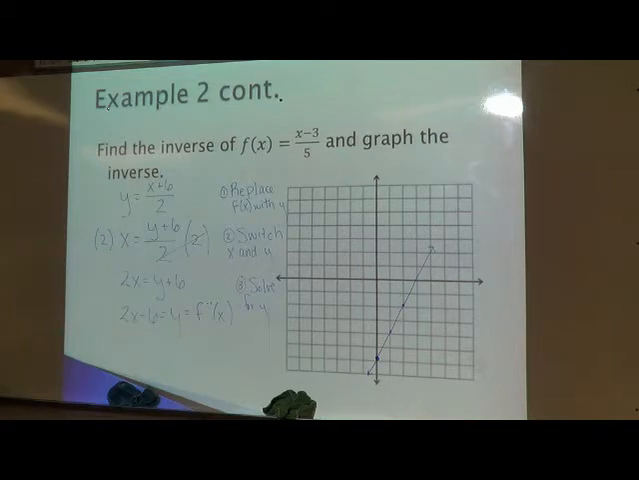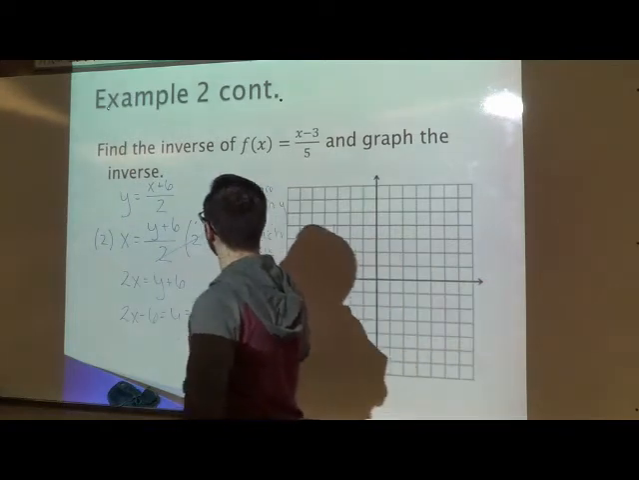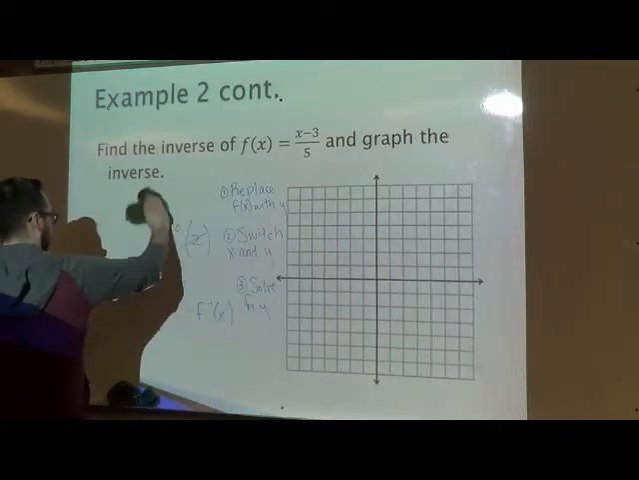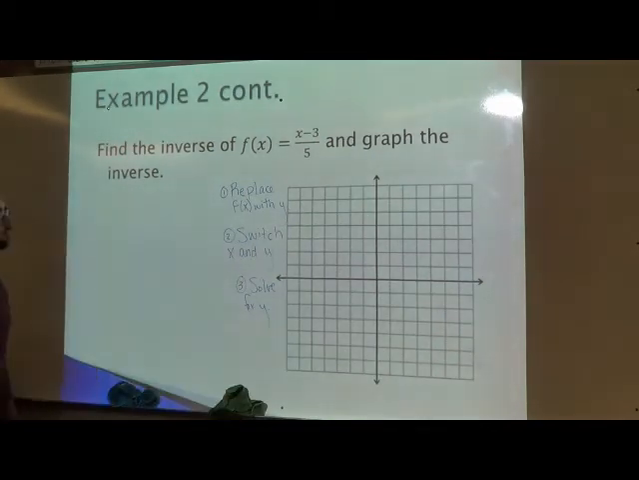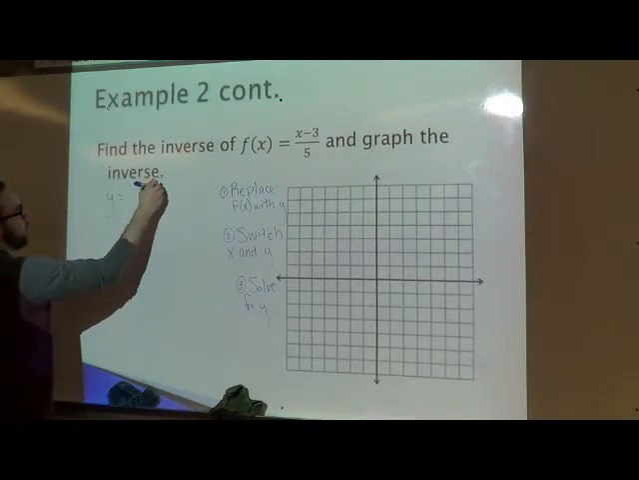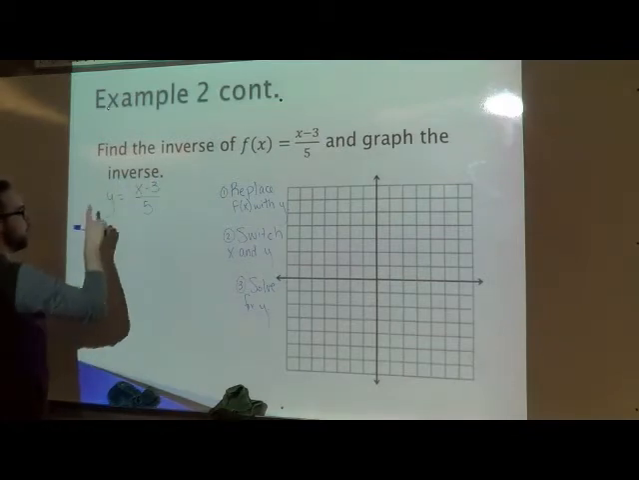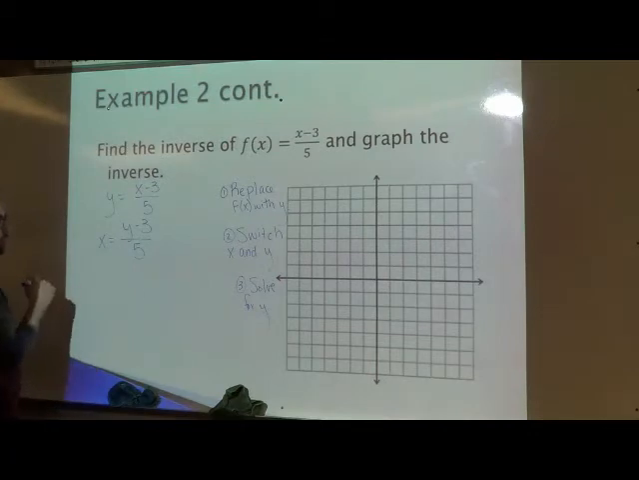Let's go ahead and take a look at another one of these. So I'm going to leave those steps up there and erase my graph. Okay. So find the inverse of f of x equals (x minus 3) over 5 and graph the inverse. So again, I'm going to replace that and make it y equals (x minus 3) over 5. Switch the x and the y. So I have x equals (y minus 3) over 5. And then we algebraically solve for y.